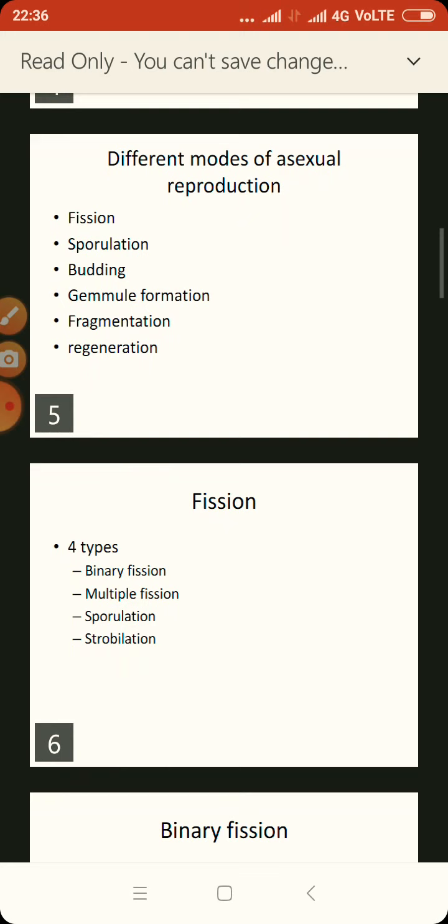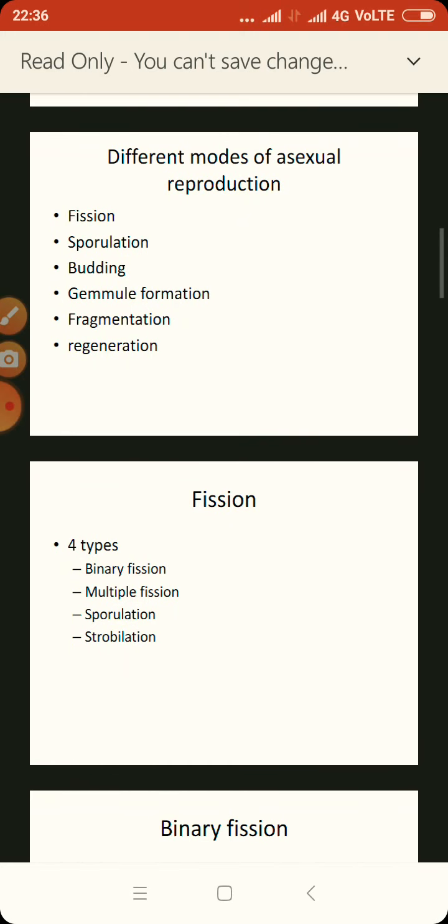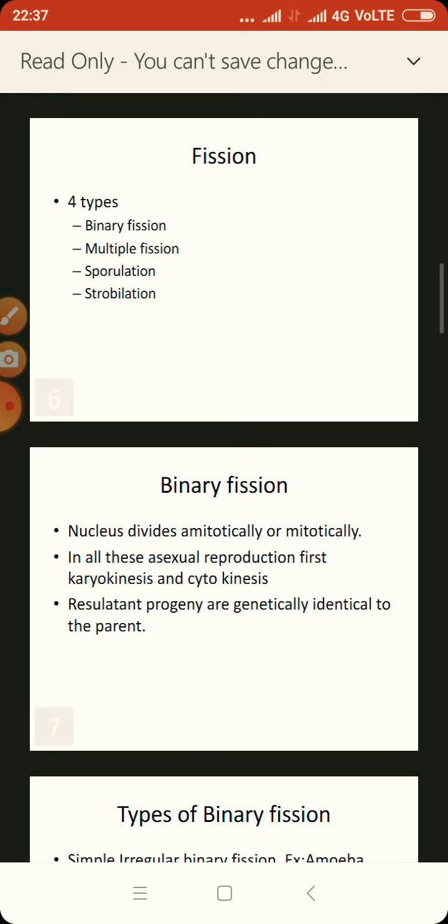When we try to classify them into these different forms, it is very important that we remember all the examples in this. Okay, so now let's go one by one. The number one, when we talk about, is fission.